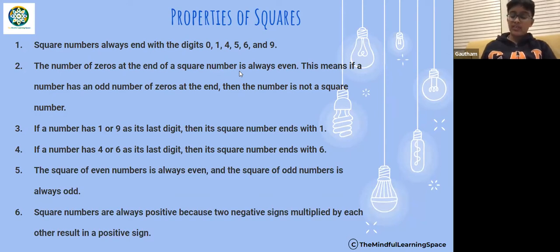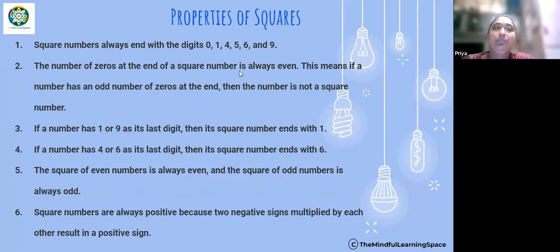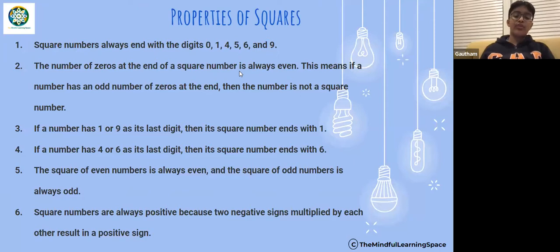Yeah, 6 ends in 16, and 16 times 16 equals 256. Good job. The fifth rule: I want you to use all these square rules. The square of even numbers is always even, and the square of odd numbers is always odd.